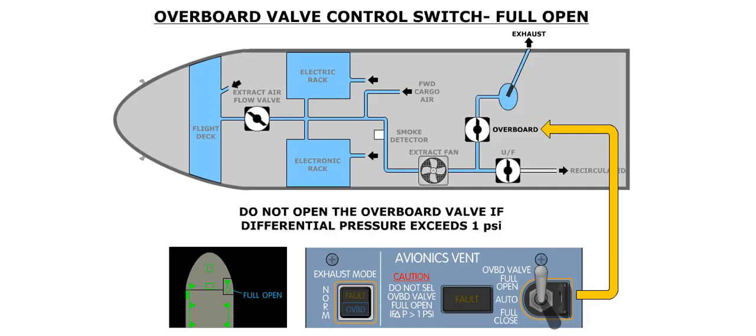Placing the switch to the full open position will fully open the overboard valve. You should not open the overboard valve if the differential pressure exceeds 1 psi. Opening of the overboard valve while in flight will result in a depressurization of the cabin, as well as a possible collapse of the overboard duct.